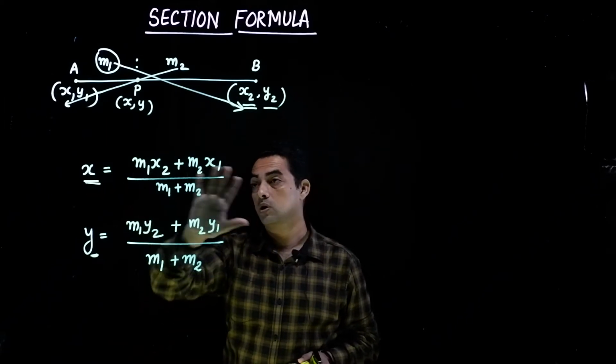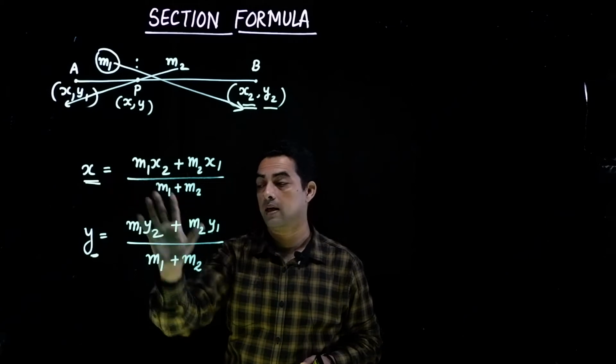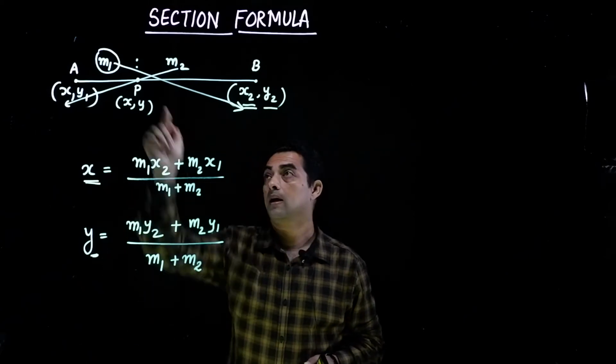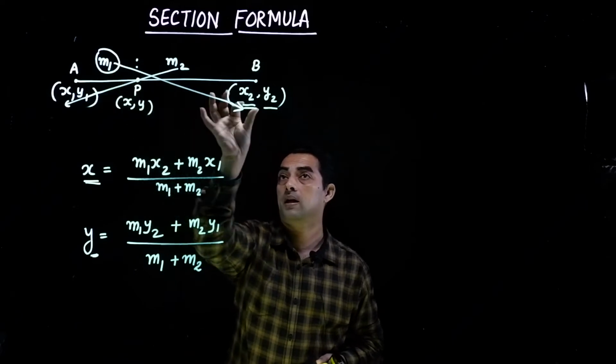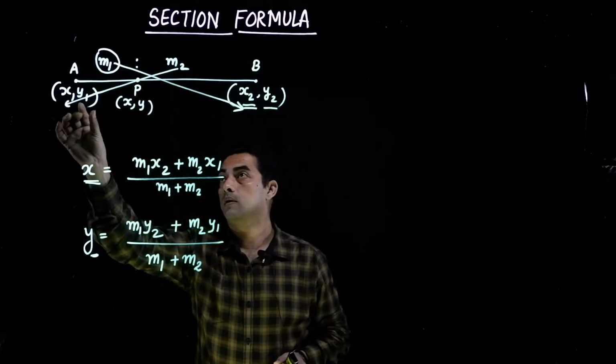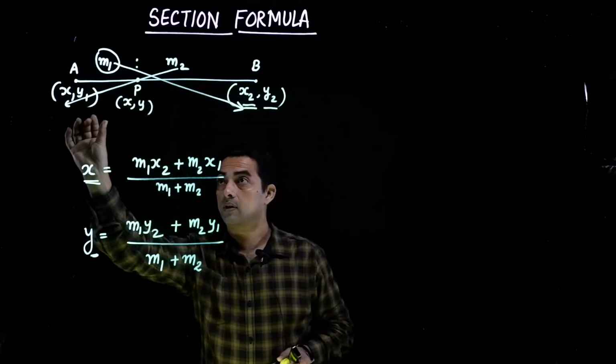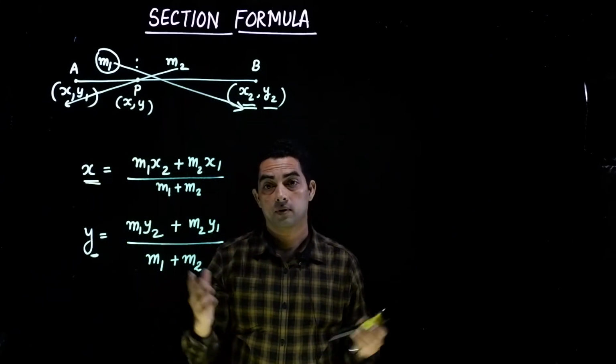When you calculate x, only x1 and x2 will be there. If you calculate y, only y1 and y2 will be there. And you cross multiply like this: m1 x2 plus m2 x1 over m1 plus m2, and m1 y2 plus m2 y1 over m1 plus m2. Very simple.